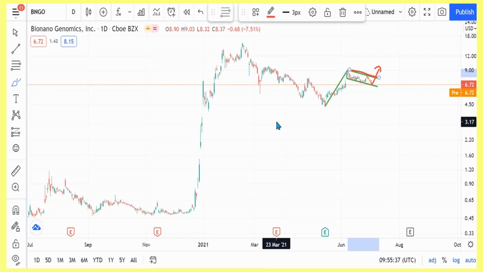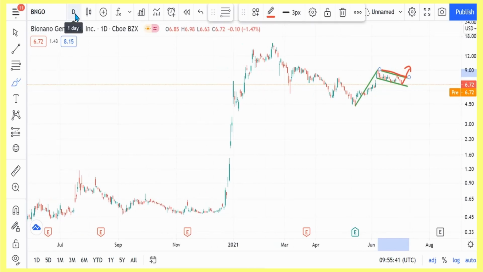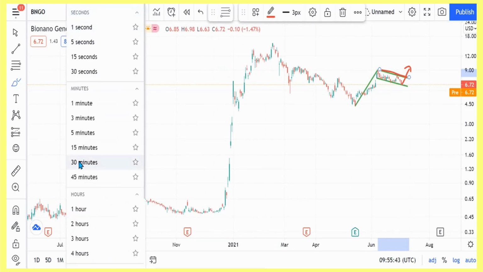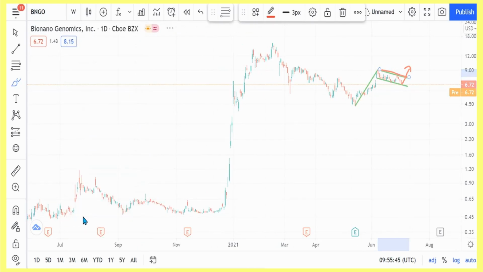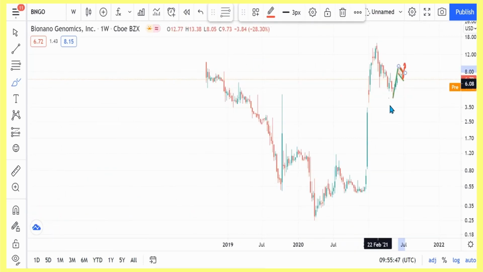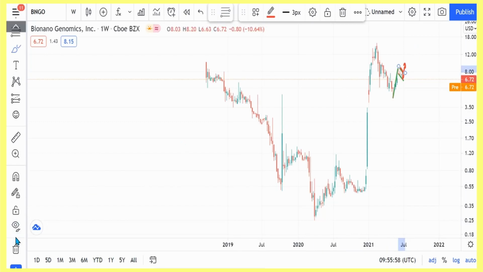Okay. Now let us try to look into this. This is a day chart. I'm looking at the day chart, right? Let us try to move to the weekly chart and see what it says, because in the previous video I said that there is a head and shoulders and all that. So let us see if that actually gives any significance to us.